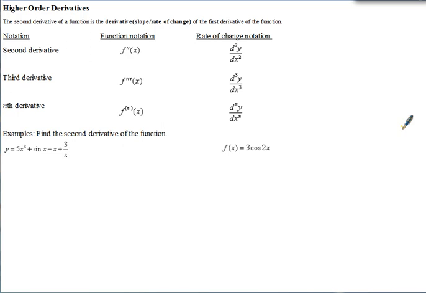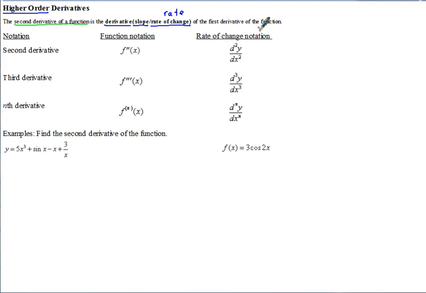These are the notes for AP Calculus on the topics of higher order derivatives and position, velocity, and acceleration. So higher order derivatives refer to derivatives beyond just the first derivative. The second derivative of a function is the derivative of the first derivative, which, remember, other words for that are the slope, rate of change, or rate of the function. So it's a derivative of the derivative.